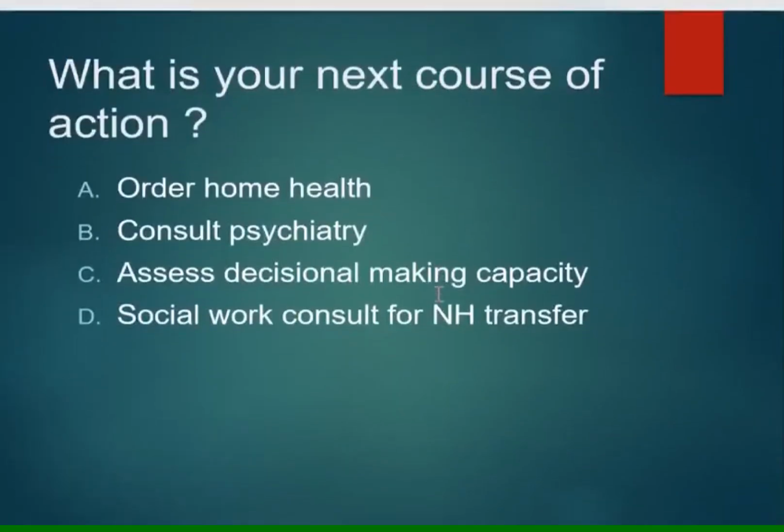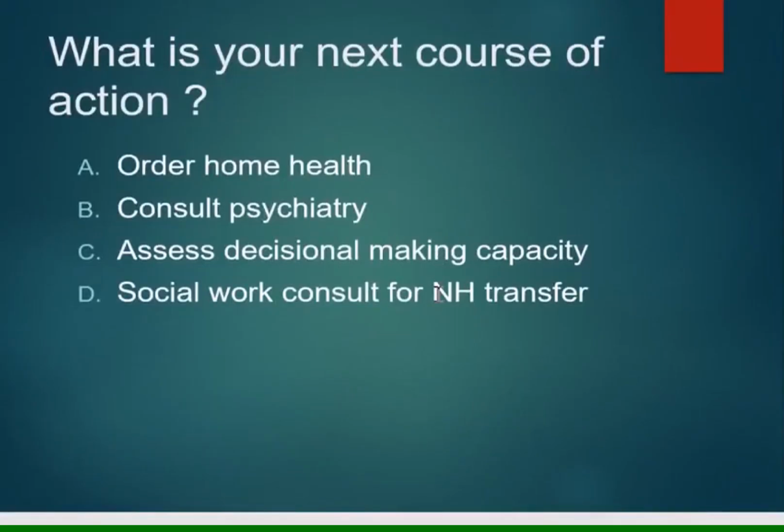So what is the next course of action? So we have 4 choices here. Do you order home health to honor his wishes, consult psychiatry, evaluate his decisional-making capacity, or contact social work for nursing home transfer? So the correct answer would be assessing decisional-making capacity. And I think all providers, hospitalists, primary care providers should have the ability to assess decisional-making capacity and don't necessarily have to refer to psychiatry or psychology to help make that determination.